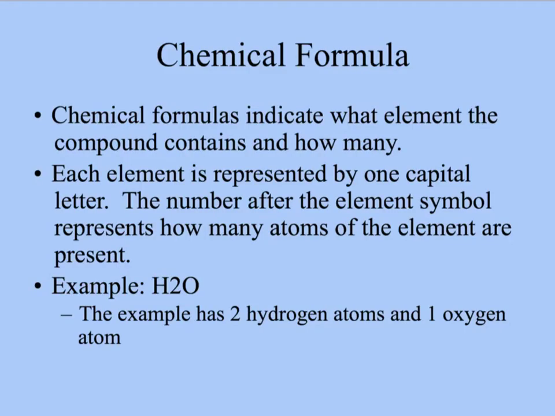Chemical formulas are written as symbols. They indicate what elements are present and how many atoms are present for each element. Each element is represented by 1 capital letter and sometimes a lowercase letter in addition. For example, H2O has 2 hydrogen atoms and 1 oxygen atom. Since there is no number written past the O, that means there's only 1 oxygen atom.